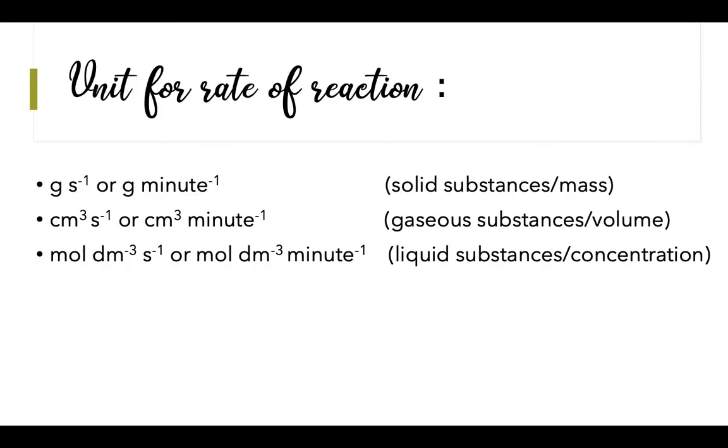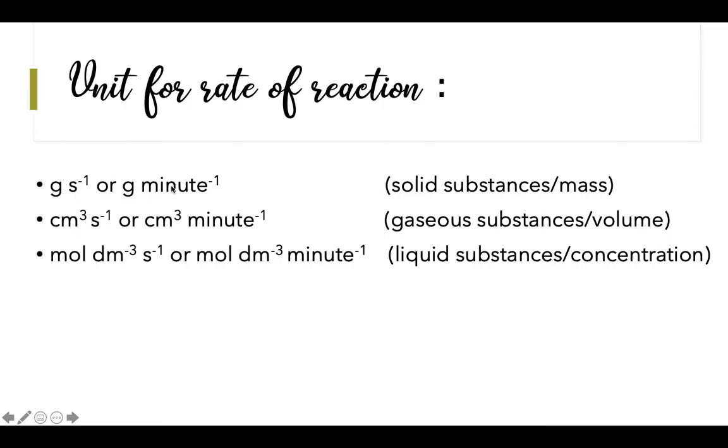Okay, next is the unit for rate of reaction. We can use 3 types of measurement, depending on the substance. Number 1, if it is in solid form, we can measure the mass of the substance in unit gram, per time taken, which we can measure in unit second or in unit minute. So the unit will be gram per second or gram per minute.